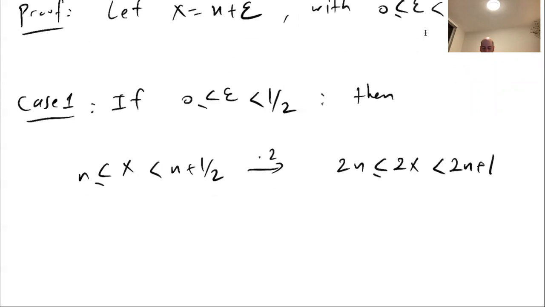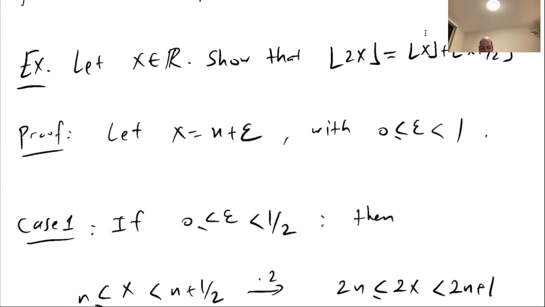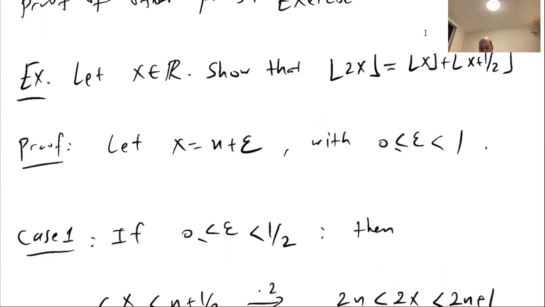So how much is floor of 2x? Floor of 2x would be 2n. Because now 2x is put between two consecutive integers, 2n and 2n plus 1. Therefore, I can say that the floor is 2n. So the left-hand side is 2n. Remember, I want to show this identity. Now, if I calculate the right-hand side and show that the right-hand side is also 2n, then I'm done.